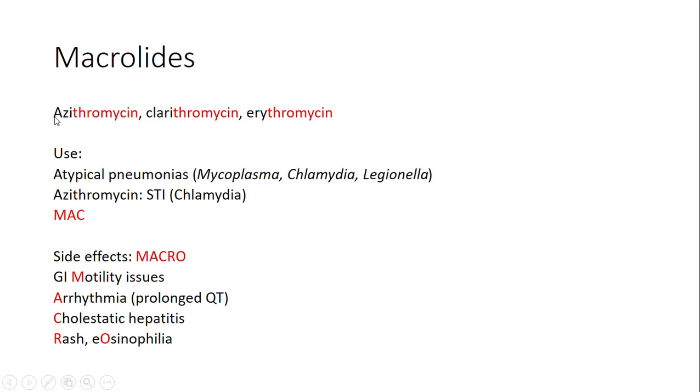Macrolides, which are azithromycin, clarithromycin, and erythromycin. We use them against atypical pneumonia like Mycoplasma, Chlamydia, or Legionella. We use azithromycin in sexually transmitted chlamydia, and we use macrolides in MAC, which is Mycobacterium avium complex, so MAC for MAC. The side effects can be remembered using the mnemonic MACROLIDES. So the M is for motility issues in the GI, A for arrhythmia, they prolong the QT, C for cholestatic hepatitis, R and O for rash and eosinophilia.